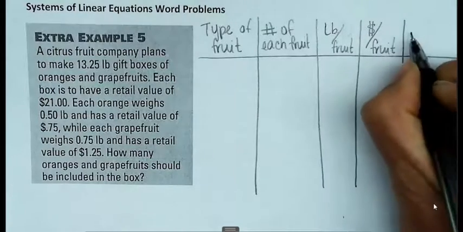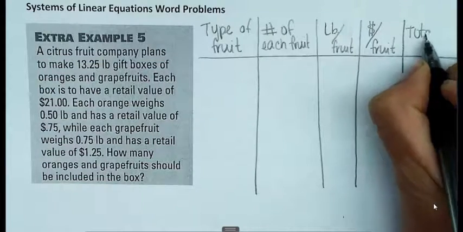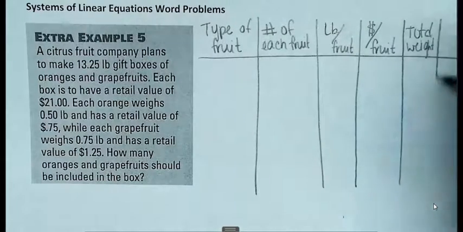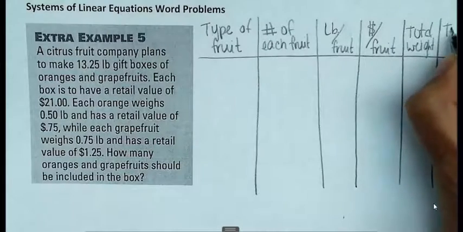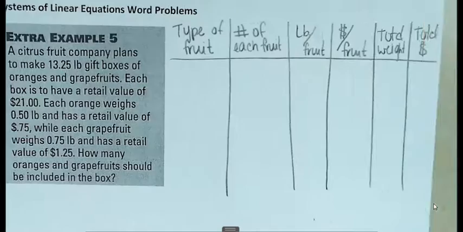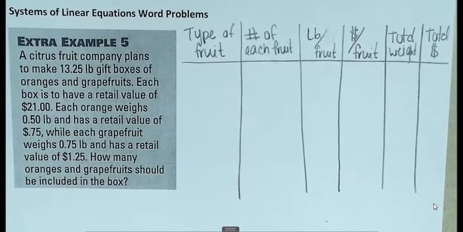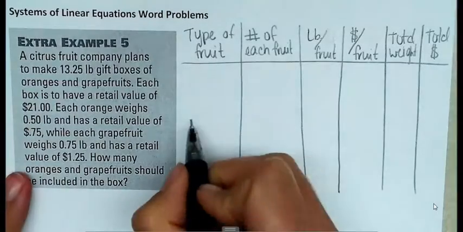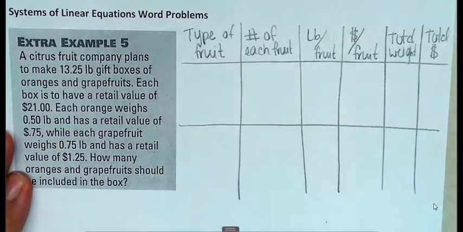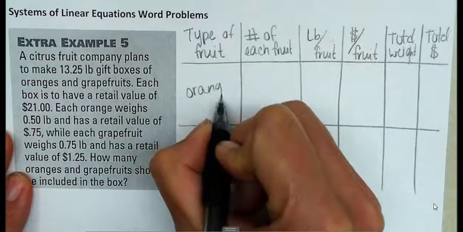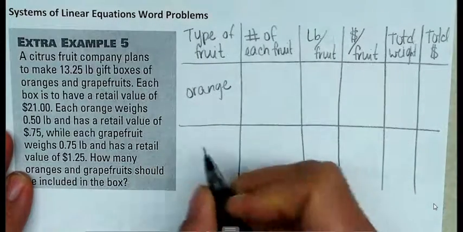I have a total weight and total cost, or total money. All right, so what are my two types of fruit? Well, one of my fruits is an orange. My other fruit is a grapefruit.